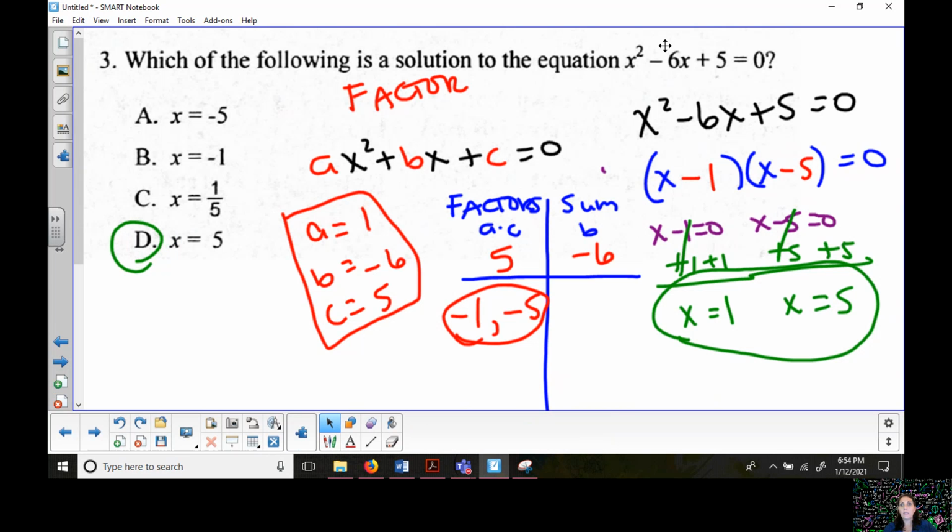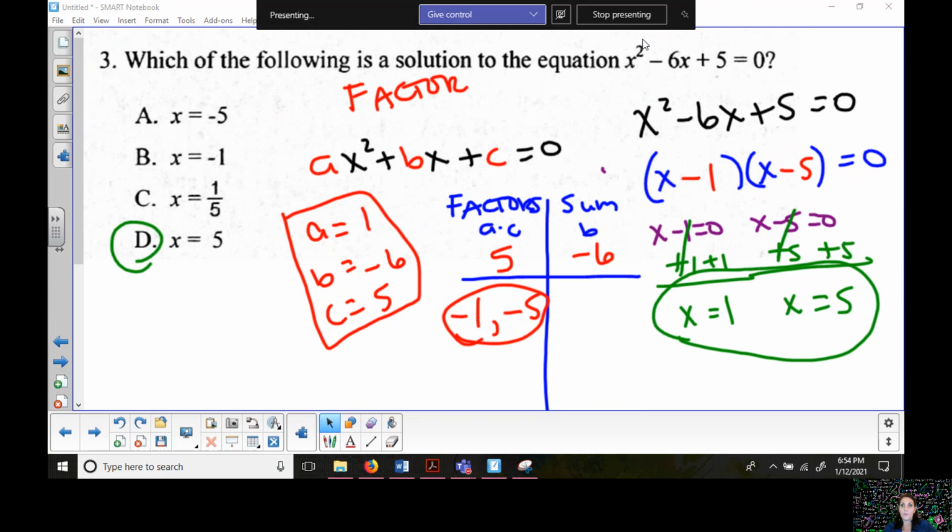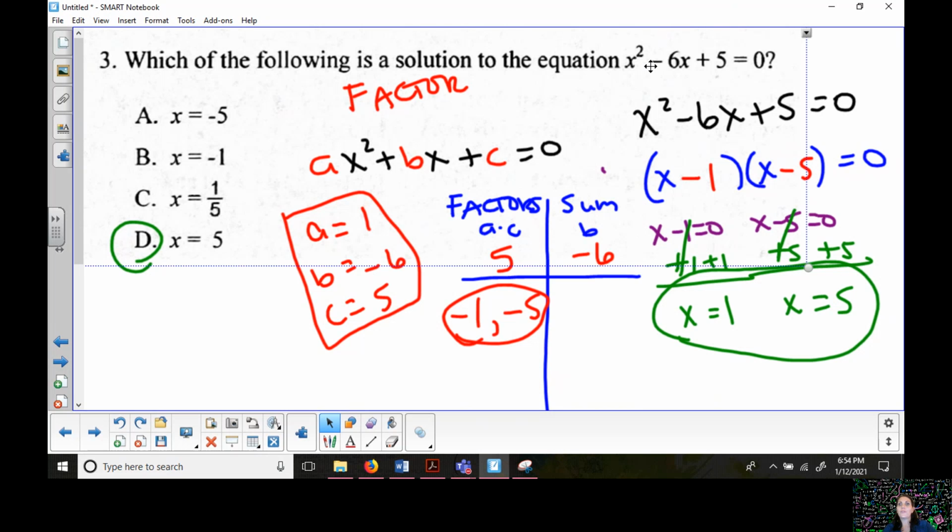So again, when you see quadratics, you first identify your A, your B, your C. If A is equal to 1, you can go ahead and set it up like so. You look for factors of A times C that give you the sum of B. From there, you write those factors in, and then you set this one equal to 0 and this one equal to 0, and you solve.